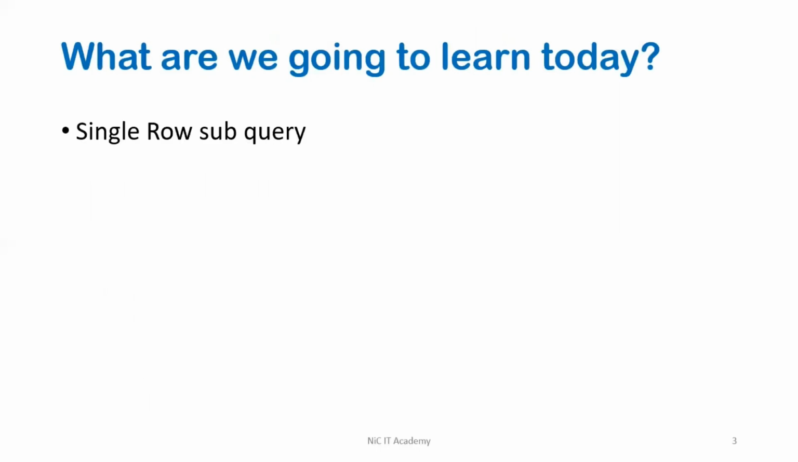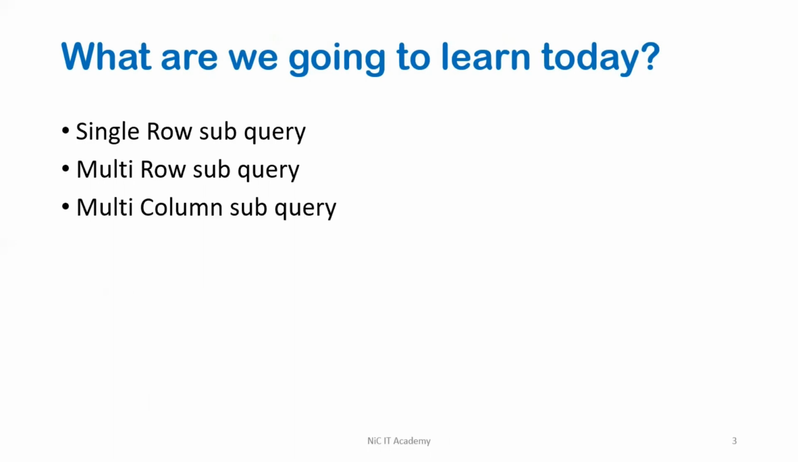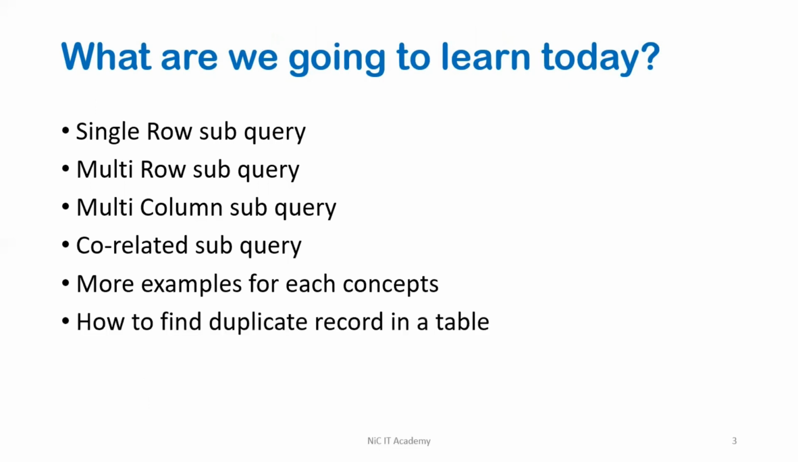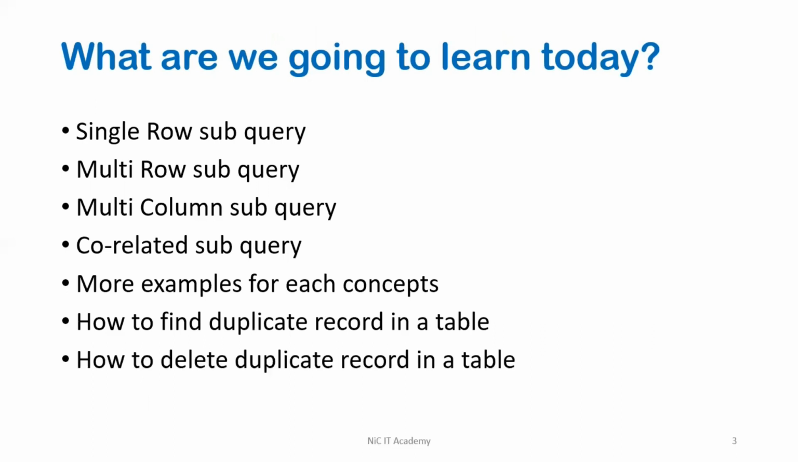We are going to learn first what is a single row subquery, what is a multi-row subquery, what is a multi-column subquery, and what is a correlated subquery. For all these subqueries, we are going to learn more examples for each of them. And finally, we are going to see how to find a duplicate record in the table and how to delete a duplicate record in the table.